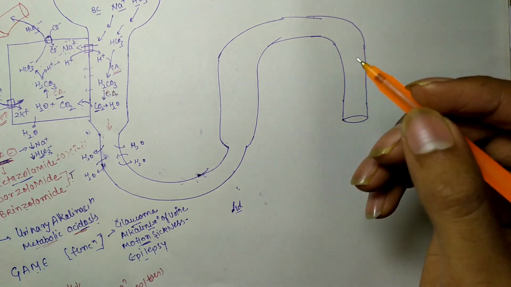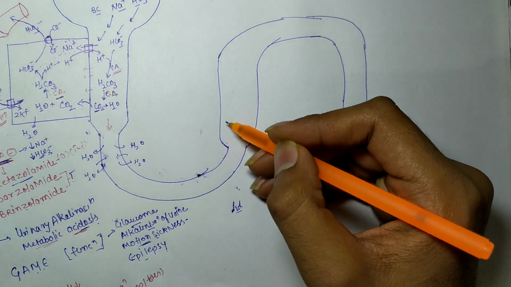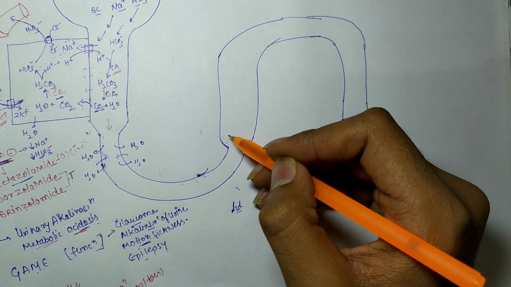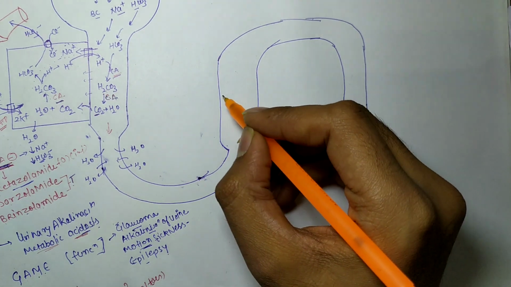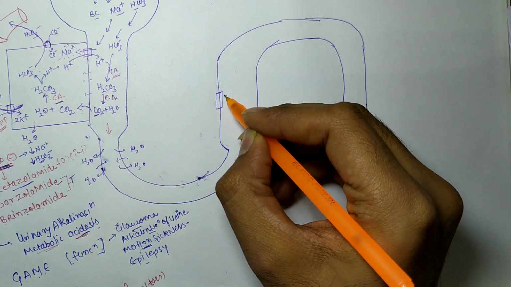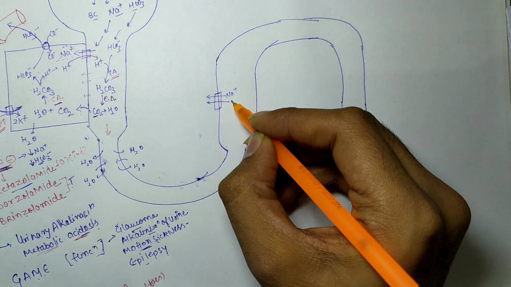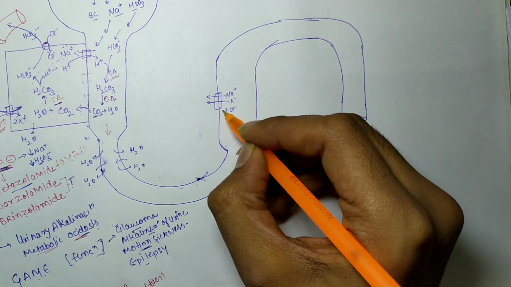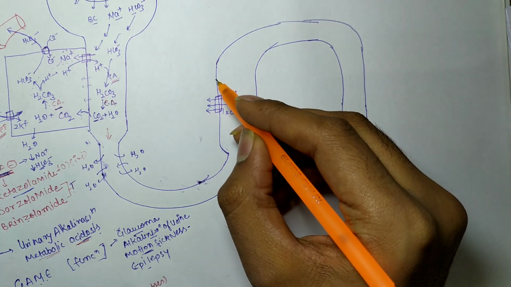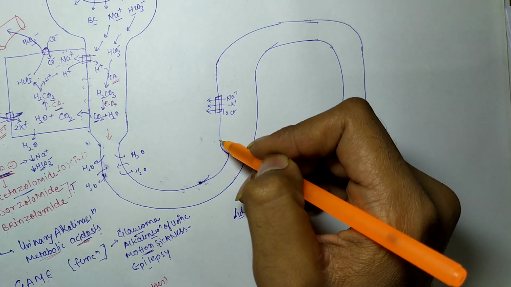Now come to the next part, that is the loop of Henle. This is the thick ascending limb of loop of Henle. Let's talk about this. In the thick ascending limb of loop of Henle, there is a transporter that transports sodium inwards, potassium inwards, and two chlorides inwards. It takes all these ions inside the cells of thick ascending limb of loop of Henle.